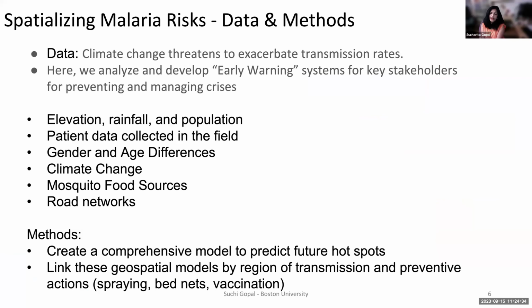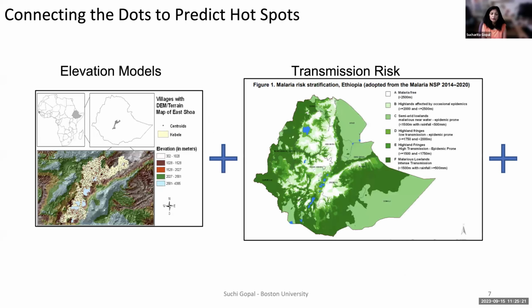So what are the types of data that we could use in order to develop these early warning systems for helping these countries deal with the problem of hotspots and increased transmission and so on? We need to understand elevation, rainfall, population. We need to also see what patient information was collected in the field. We need to understand gender and age differences. Gender is particularly important, it seems. We need to understand mosquito food sources, as I told you, and obviously the road networks and things like that from the point of view of the infrastructure. We want to create a comprehensive model to predict these hotspots, and we want to obviously link it to solutions.